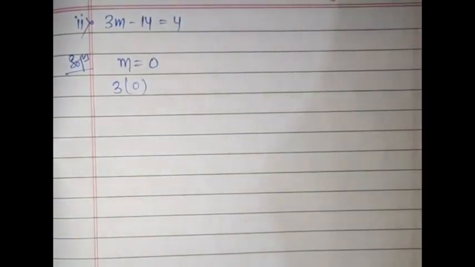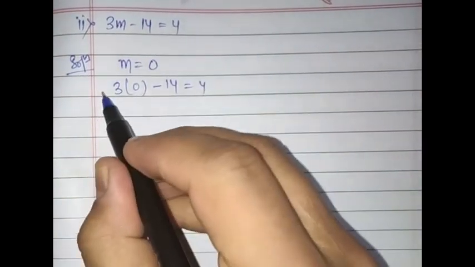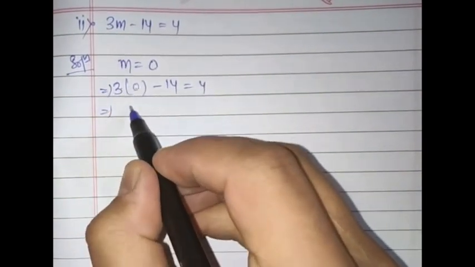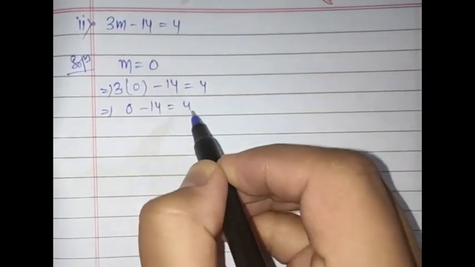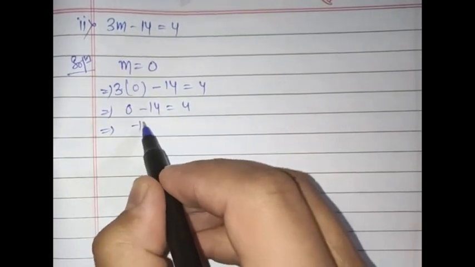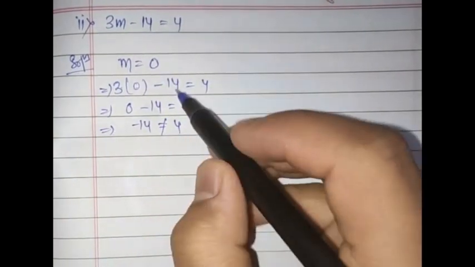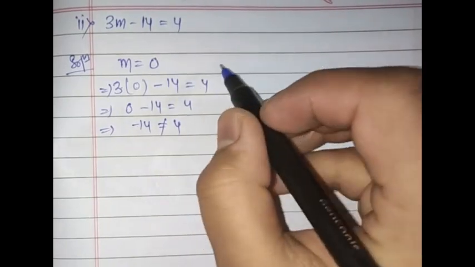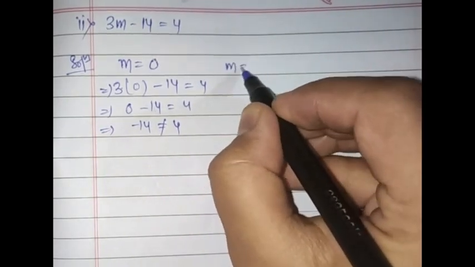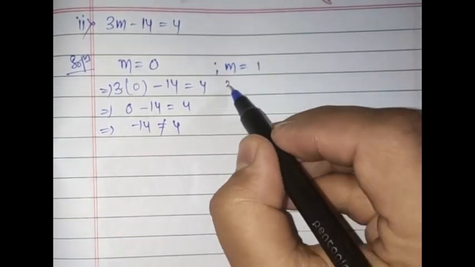So 3 × 0 is 0, minus 14 is equal to 4. On the right hand side it is 4, so it is -14, which is not equal to 4. So LHS is not equal to RHS and m value is not 0. Okay, so proceeding forward to m equals 1, will you get the answer or not? Just see.